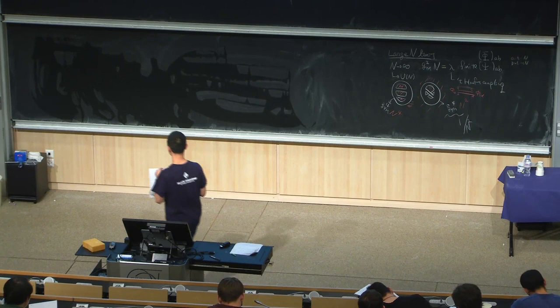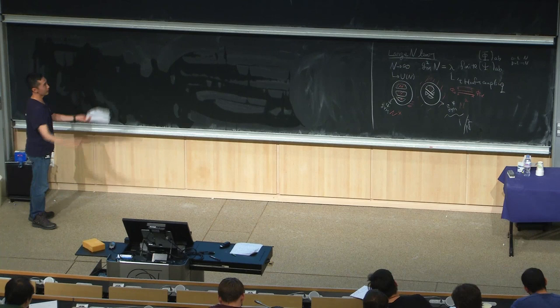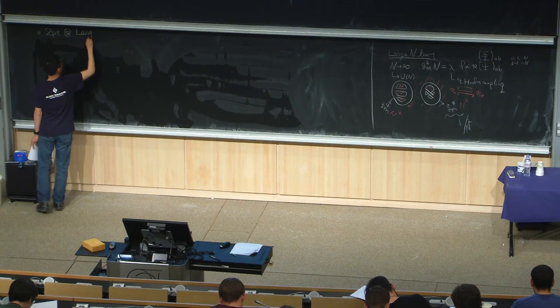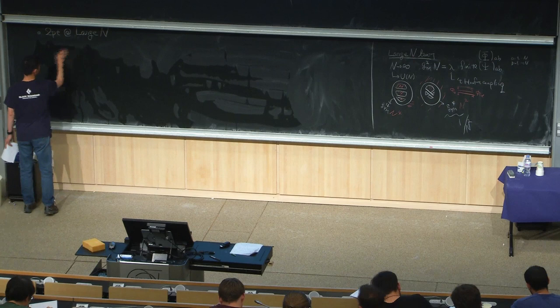And now I'm going to study the correlation function. Especially today, I'm going to talk about the two-point function of N=4 super Yang-Mills theory in the large n limit. So, two-point at large n. When you talk about the correlation function, you first need to specify which kind of operator you are going to talk about. And in the large n limit, there is a very basic or fundamental class of operators, which is called the single trace operator.